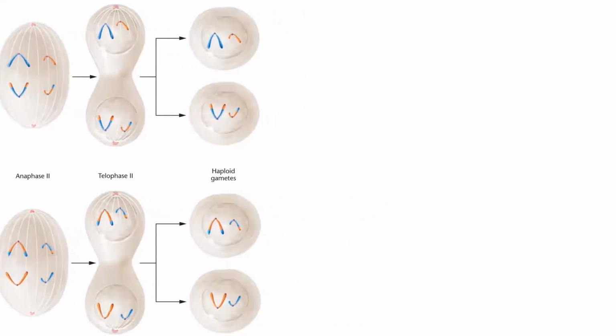And then the spindle fibers attached to the kinetochores again pull, this time, the sister chromatids apart from each other. Okay? And we arrive at 4 daughter cells in total here at the end after telophase 2. And all of these cells are different from each other. Again, just look at the colors of their chromosomes.